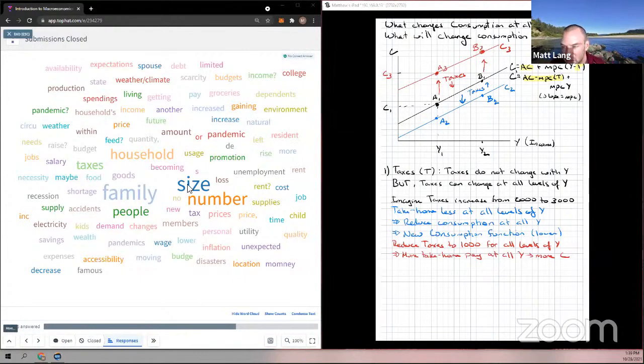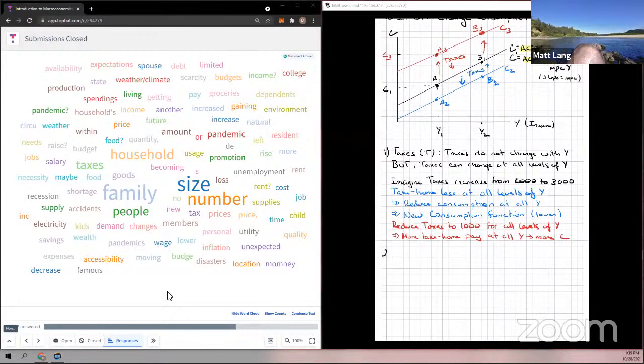Okay. So that's just one answer here. Taxes is just right there, and I think it's probably somewhere else in here as well. So taxes were said, but it certainly wasn't the modal answer. We got family size, number of people in the household, different spending patterns, things like that. So how are we going to capture all of that? Well, that is exactly the definition of autonomous consumption.